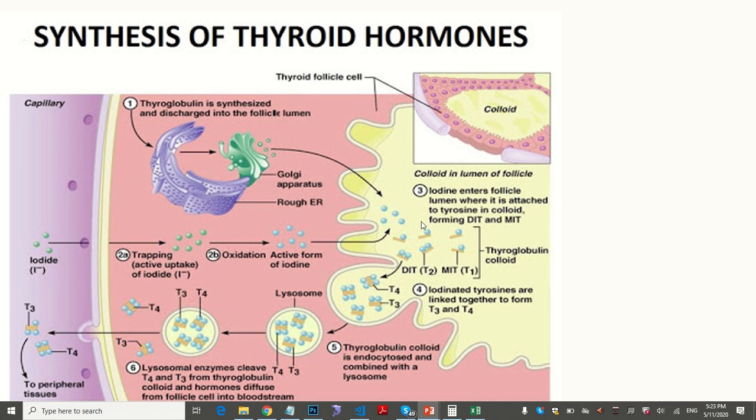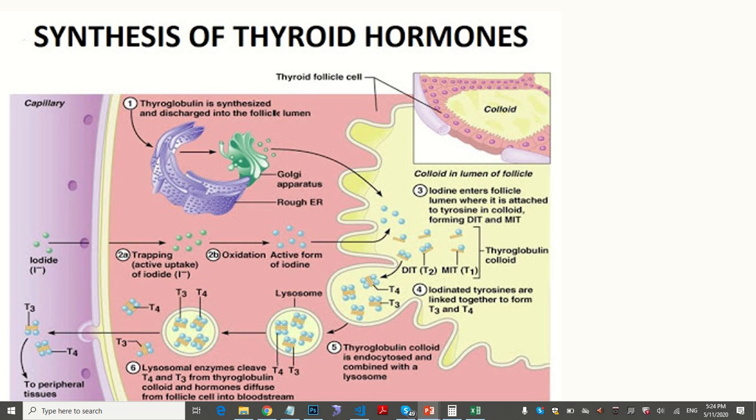Here the iodine enters the follicular lumen and is attached to tyrosine in the colloid. This iodine is transported from the follicular cells into the follicular cavity, or the follicular lumen, and it combines with tyrosine on thyroglobulin. This process is called iodination. When the iodine combines with tyrosine, you call it iodination, and it's accelerated by an enzyme, which is secreted by the follicular cells.